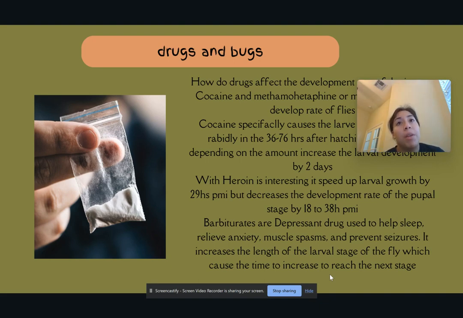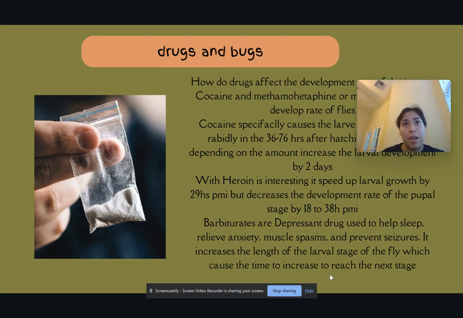Cocaine and methamphetamine, or meth, accelerate the development rate of flies. Cocaine specifically causes larvae to develop more rapidly, in 36 to 76 hours after hatching, while meth depends on the male, increasing the larvae's development by 2 days. Heroin is interesting. It speeds up larvae growth by 24 hours, but decreases the development rate of the pupal stage by 18 to 38.